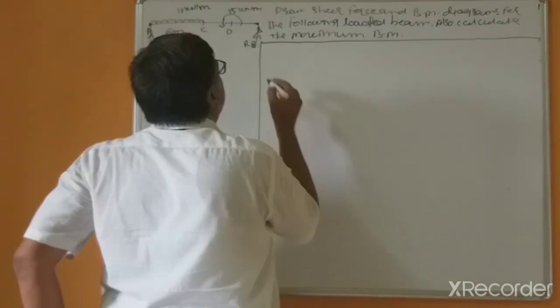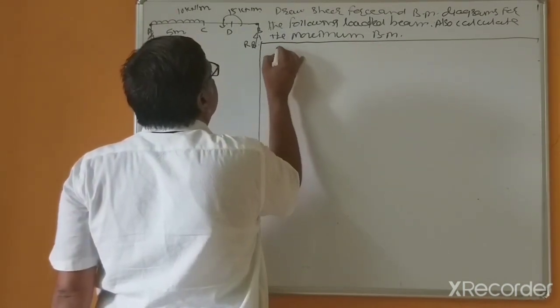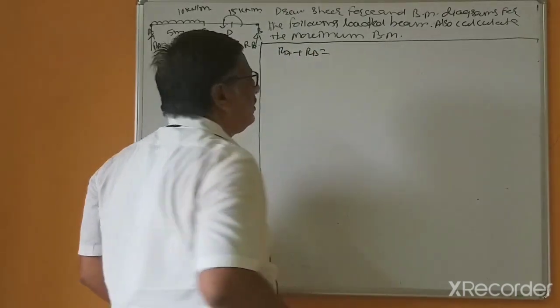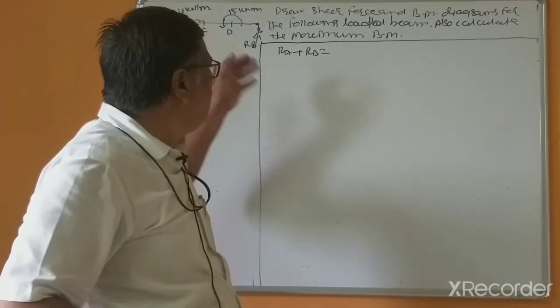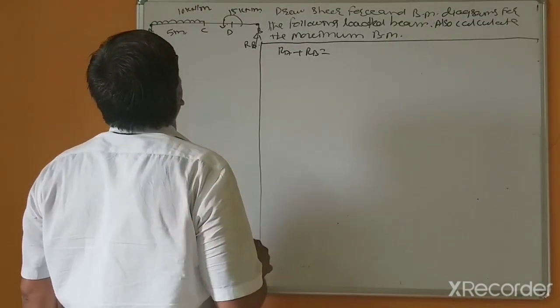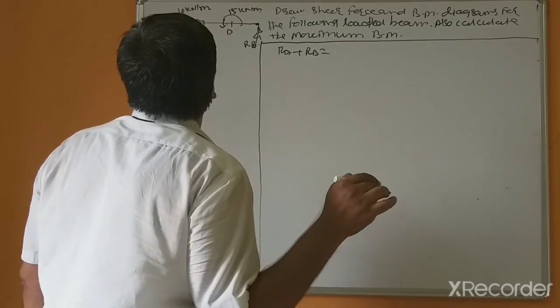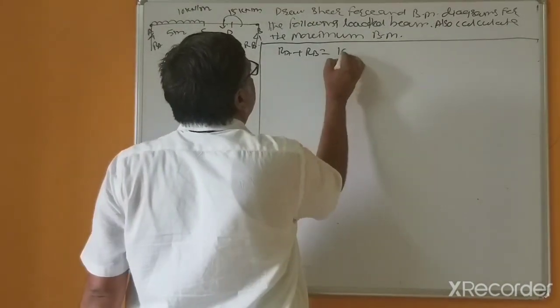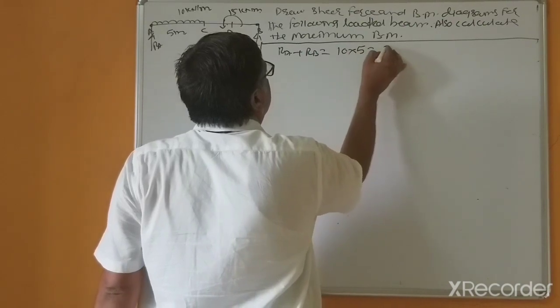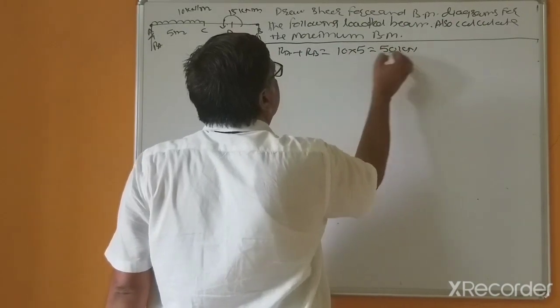So first we will calculate the reactions, RA plus RB. I am not writing it out, but this is how to calculate the reactions. RA plus RB equals 10 kilonewton per meter multiplied by the distance, which is 50 kilonewton.